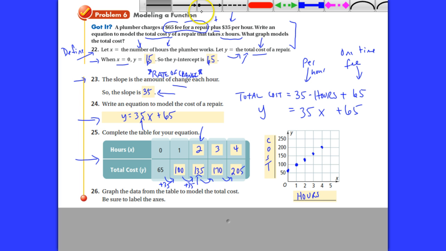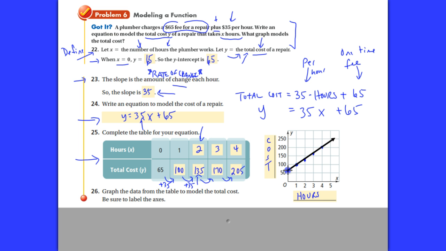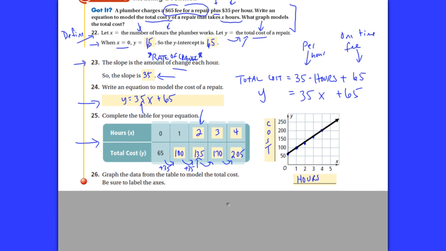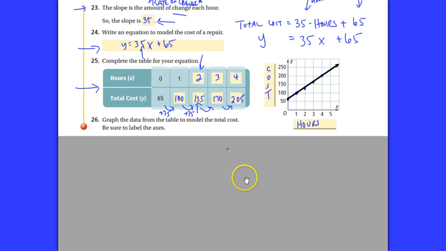All right, grab your straight edge right there. We're going to graph a line that starts here and has an arrow. The arrow will only go to the right because we don't have negative time. You do have to consider the context of the question. So there you have the graph represented by that equation, and as was shown in the table.